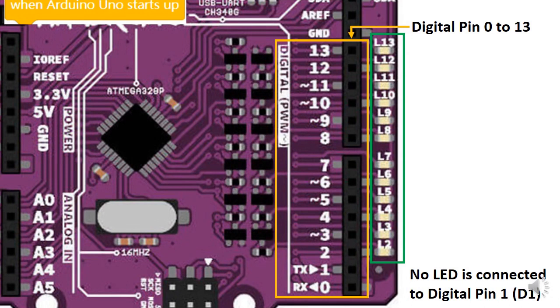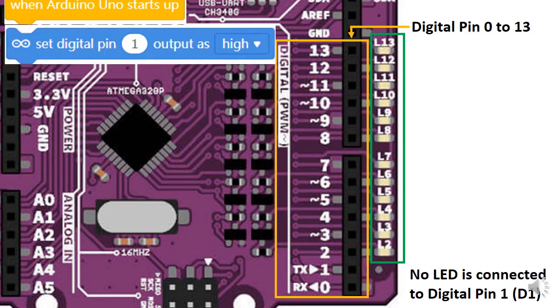Okay. Let us have a better look at what we have done. First, when Arduino Uno starts up, that means it instructs the code to run when our Maker Uno starts up, because Arduino Uno is compatible with Maker Uno, we can use this code also. The next is we set digital pin number 1 output as high. So that means we are going to turn on pin number 1 as high. But this one doesn't happen because there is no LED that is connected to pin 1.